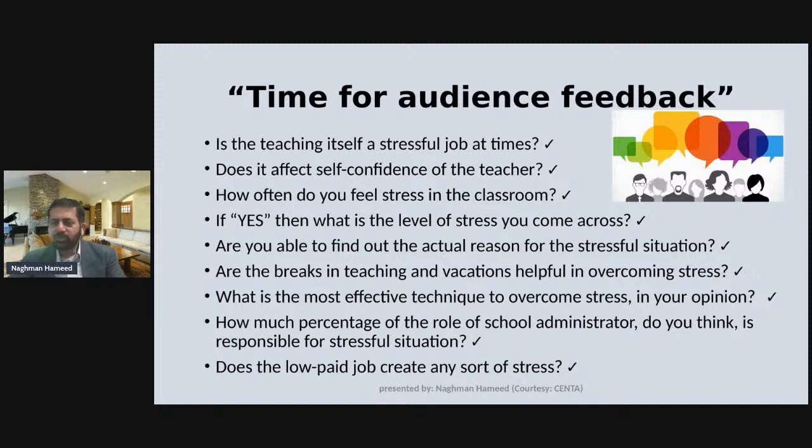Okay, actually, it depends on your mental state and the way you think about different things. Are you an optimistic person or a pessimist, right? So it also depends on that. How much percentage of the role of school administrator do you think is responsible for stressful situations? Oh, this is again a different factor.